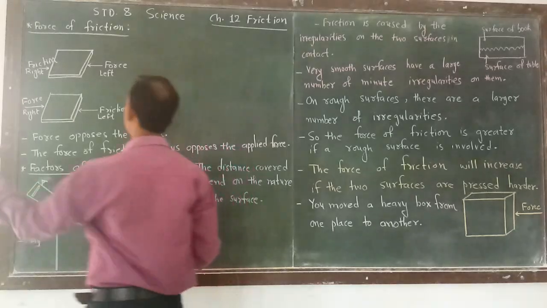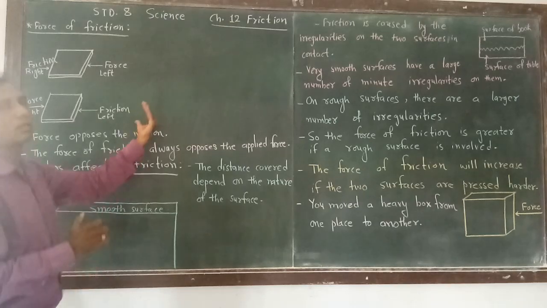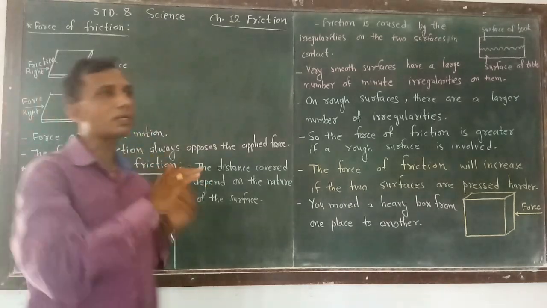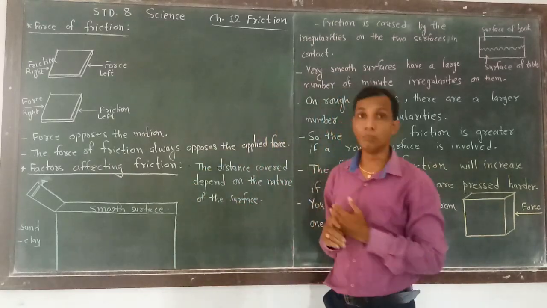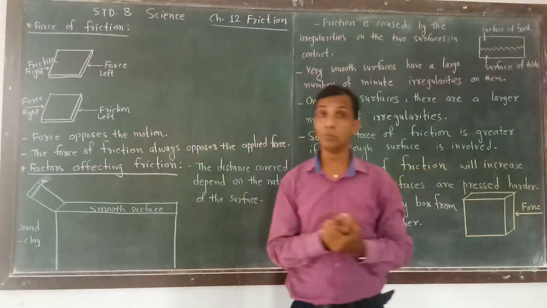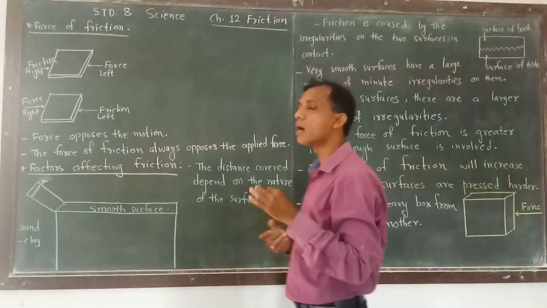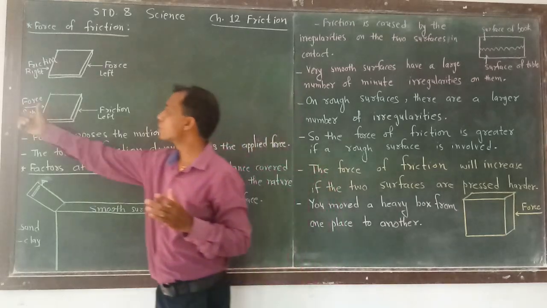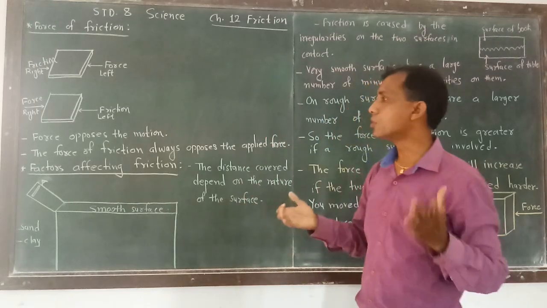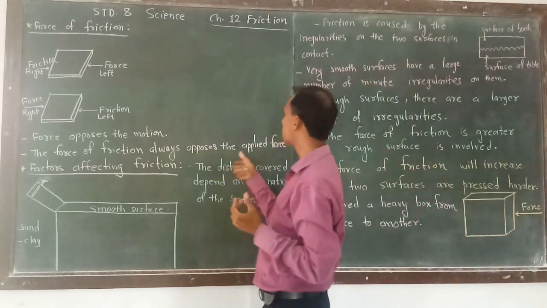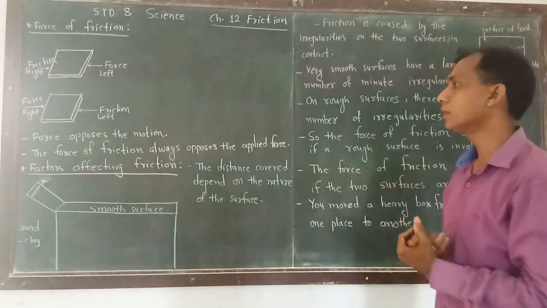Similarly, when we apply force on the right side, the friction will be created on the left side. So in both cases, it opposes the motion. It means that friction opposes the applied force. The force of friction always opposes the applied force. This is known as the force of friction.